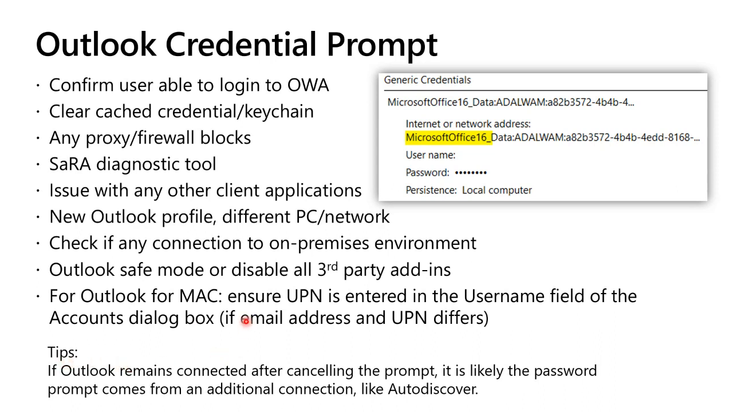Okay, so before we move on to the next slide, we have seen some of the statuses before, like need password or disconnected state. Now, if Outlook remains connected after canceling the prompt, let's say you get a credential prompt and you click cancel, but Outlook still remains connected, and the prompt is bogus. Then it's likely the password prompt comes from an additional connection like Autodiscover or EWS services. So these things would help us know which service or connection endpoint is causing the prompt to appear.